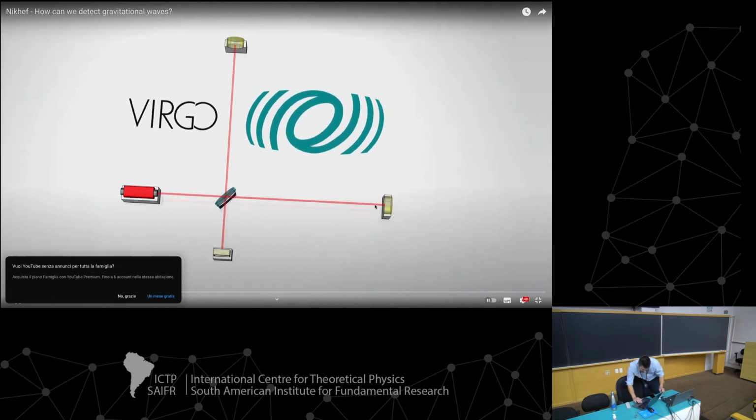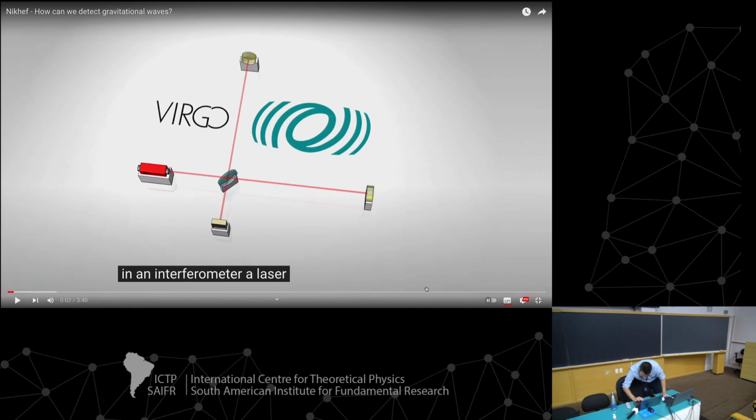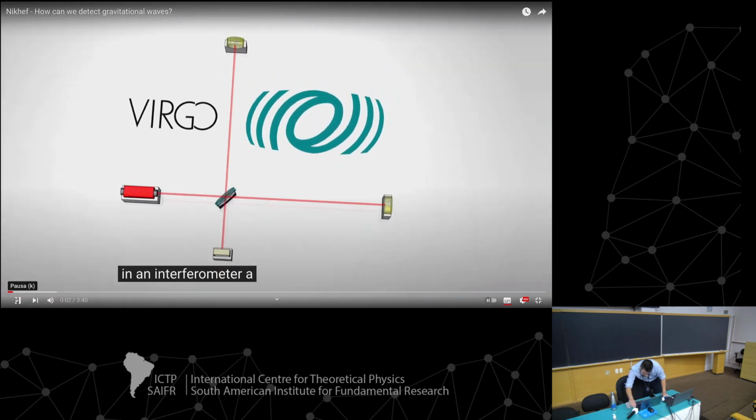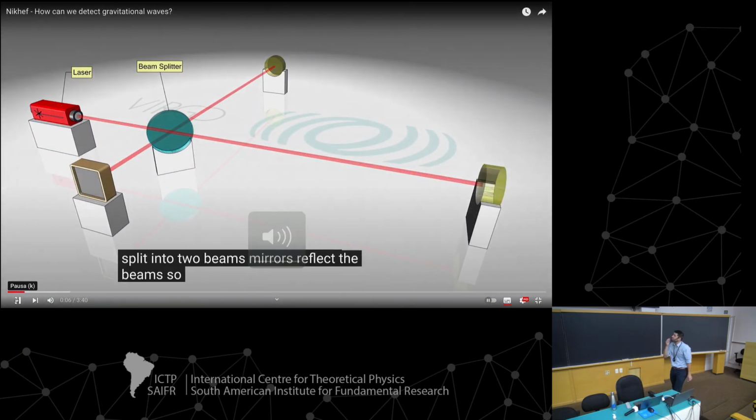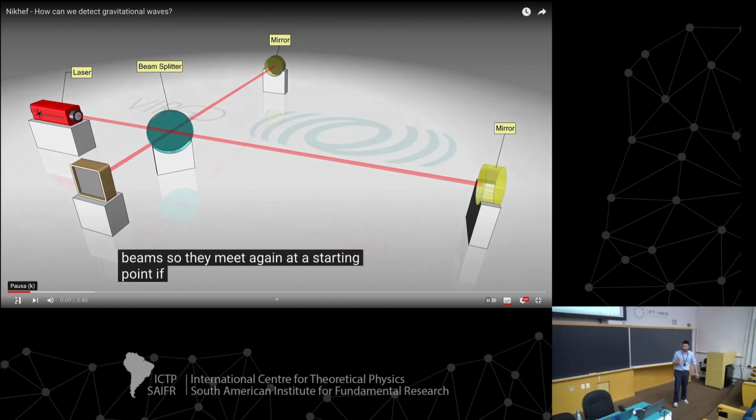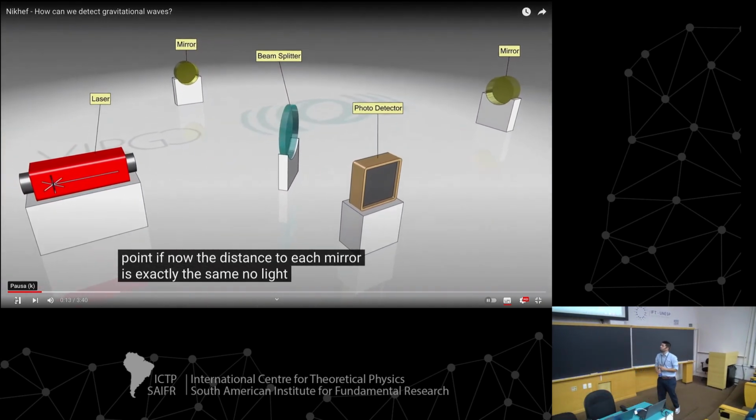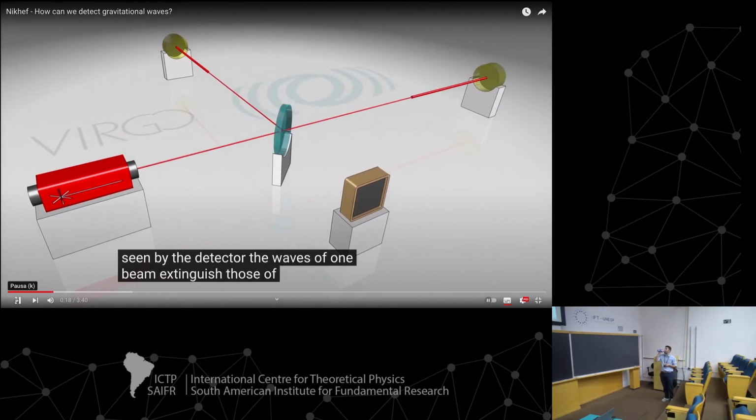In an interferometer, a laser beam is split into two beams. Mirrors reflect the beams, so they meet again at a starting point. If now the distance to each mirror is exactly the same, no light will be seen by the detector. The waves of one beam extinguish those of the other beam.